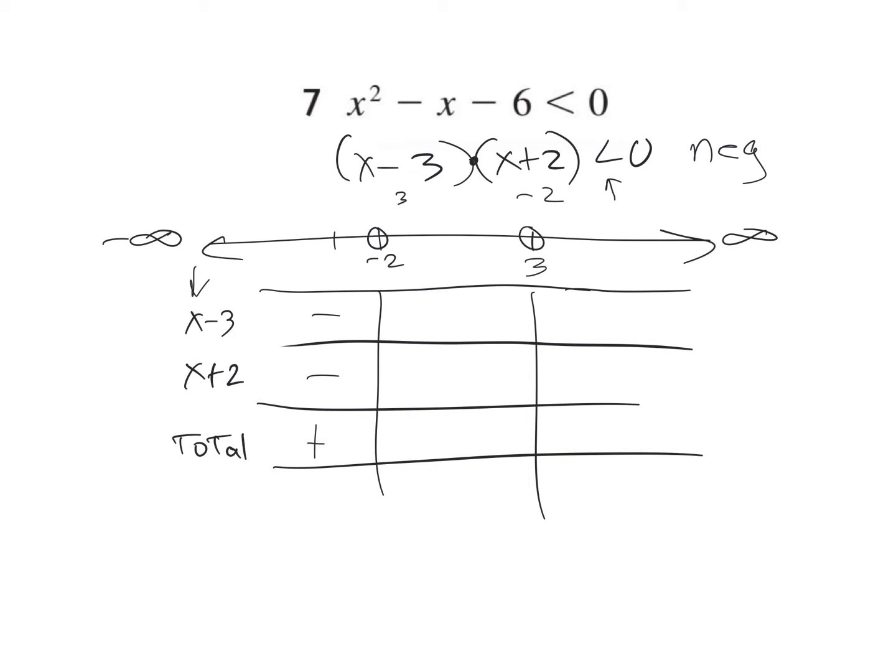Now between negative 2 and 3, we have 0. Let's plug 0 in. So 0 minus 3 is negative. 0 plus 2 is positive. Multiply those together, we get a negative. So from negative 2 to 3, that's our first interval. You still have to check the others. So let's plug 4 in. 4 minus 3 is positive. 4 plus 2 is positive. That's positive. So that should be our answer.